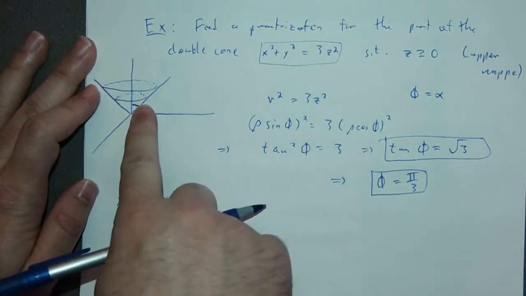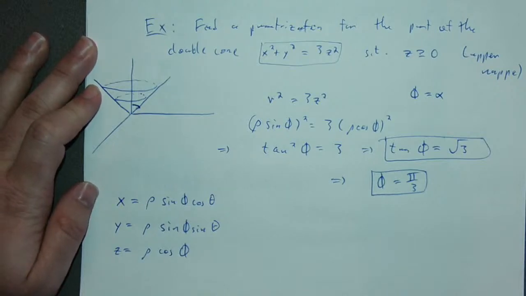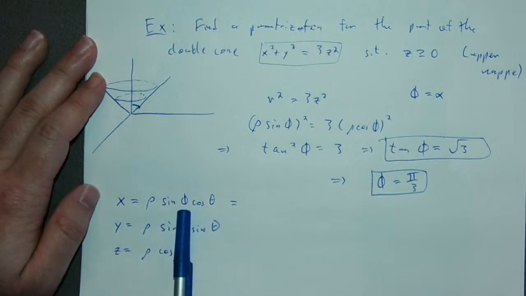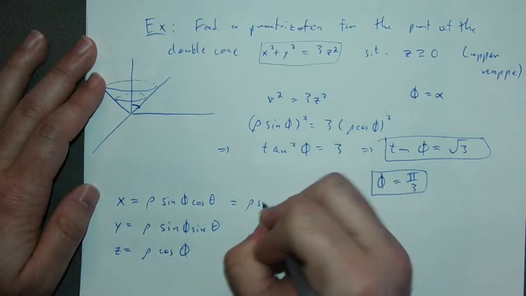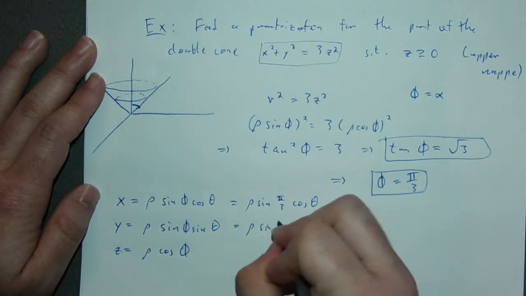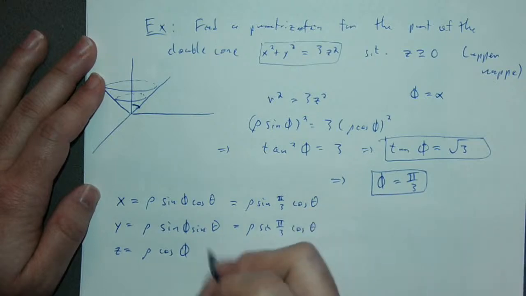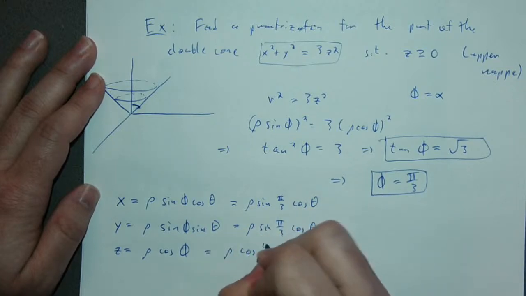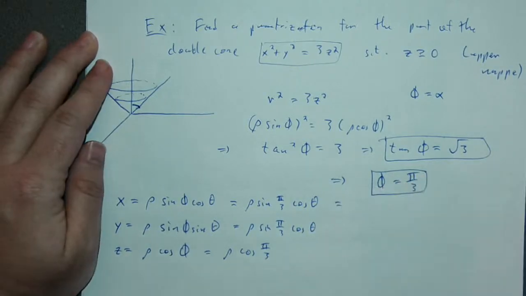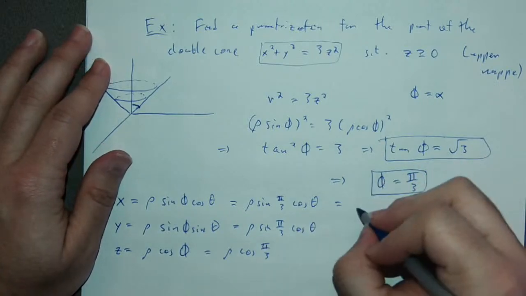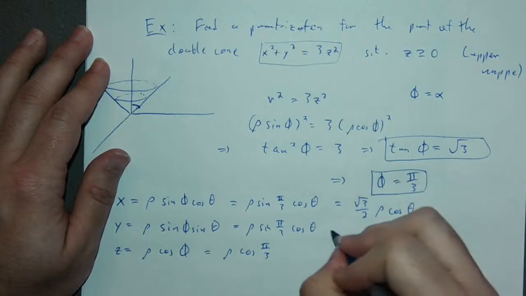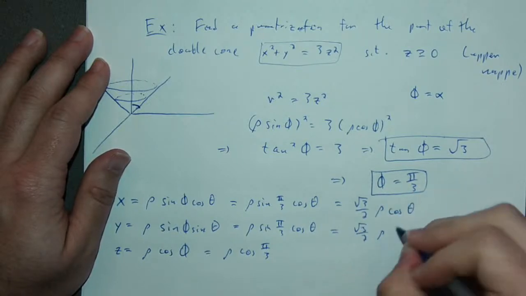But this phi is determined for any point on this cone, right? And so plugging that in, I'm plugging phi equals pi over 3 in here, so I get rho sine pi over 3 times cosine theta. And here I get rho sine pi over 3 times cosine theta. And here I get rho times cosine of pi over 3. Okay, but what's sine pi over 3? Well, that's root 3 over 2. So this is root 3 over 2 times rho cosine theta. And this is root 3 over 2 times rho.